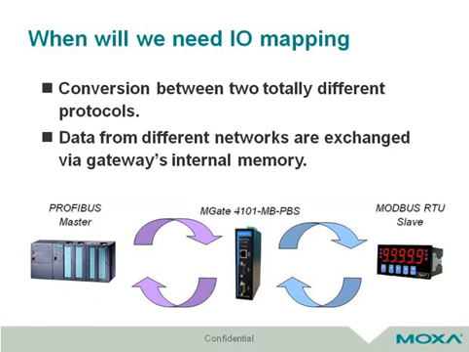Before I talk about I/O mapping, I want to tell you why we need I/O mapping and what it is. The MGate is used to convert different protocols. Between these different protocols, we need to define the size of memory to match Modbus requests, so that the data from different protocols can be exchanged. The MGate can communicate between different protocols in this way.